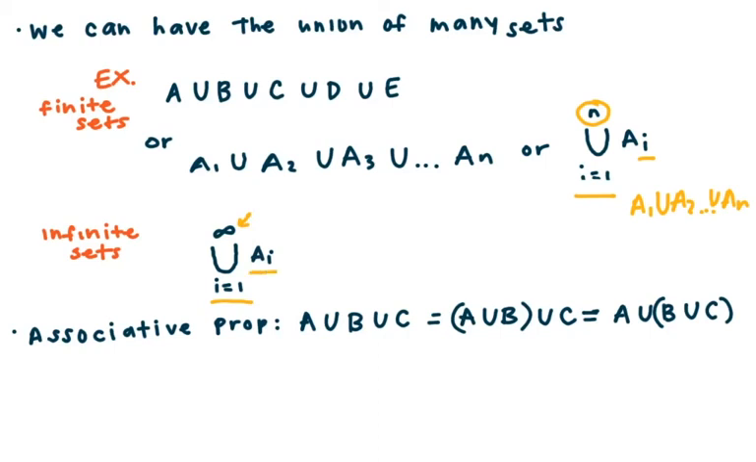Okay, so when we're dealing with unions, we can also use the associative property that you probably have learned earlier for addition or subtraction. It's basically the same idea where we can just move the location of our parentheses. So A union B union C can be written as A union B in parentheses union C, and that's equivalent to A union B union C in parentheses.